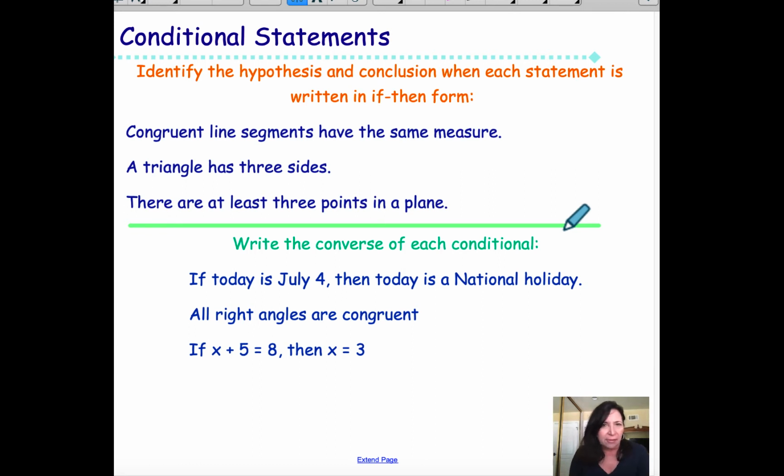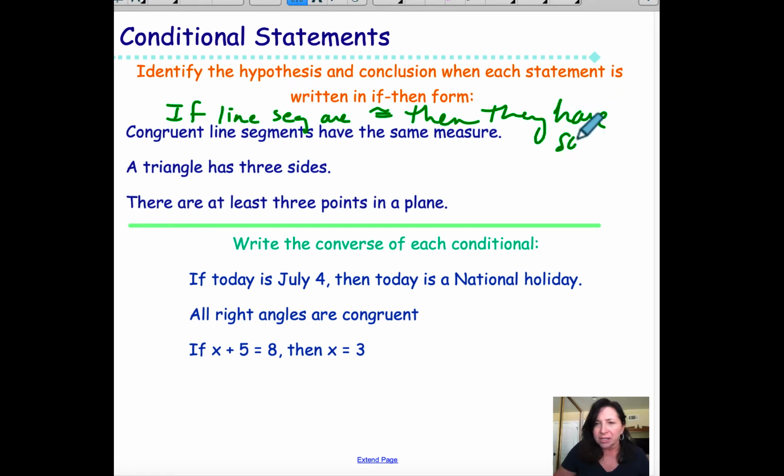So for these conditional statements, it says identify the hypothesis. That's the beginning statement. It does not include if. And a conclusion when each statement is written in if-then form. So we don't have the if-then form, we just have the statement. Congruent lines have the same measure. For this statement, I would say, if line segments are congruent, then they have the same measure.